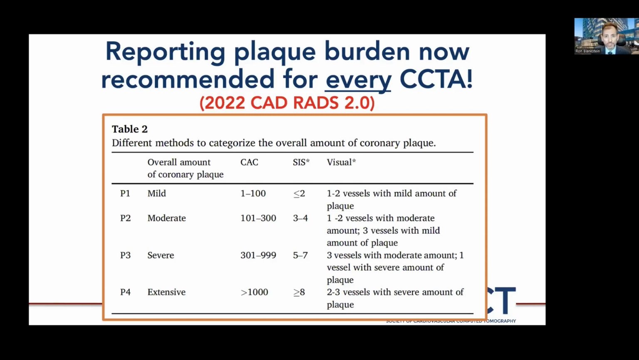We acknowledge that there's some variability in how people are going to apply this. And ultimately, what one institution or one reader might call a P3, another person might call a P4. And that's okay. We want everybody to get used to reporting the amount of plaque. We think that there's going to be pretty good consistency, but if one person thinks that something is P4 instead of P3, that's not going to lead to a huge difference in management. But the fact that as a society, as a field, we are now going to start reporting how much plaque there is will be very important.